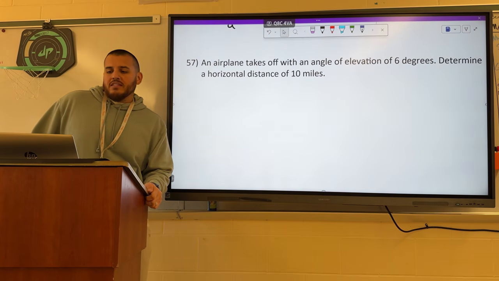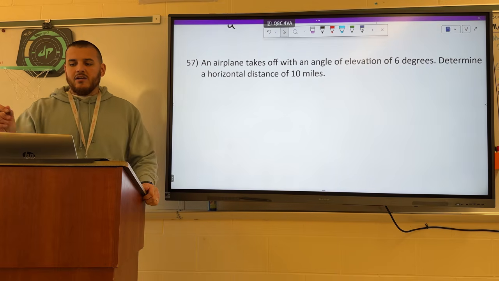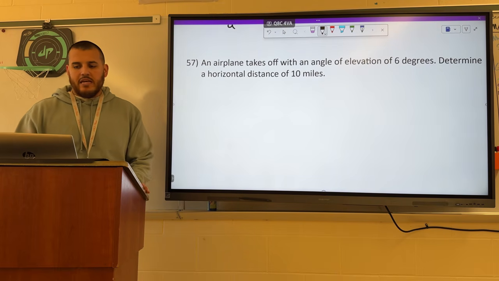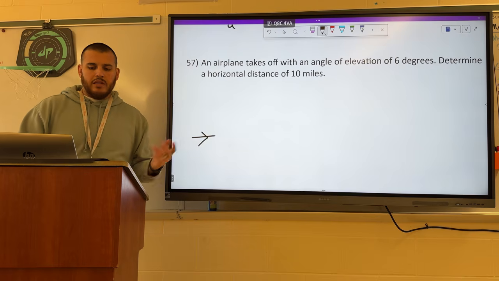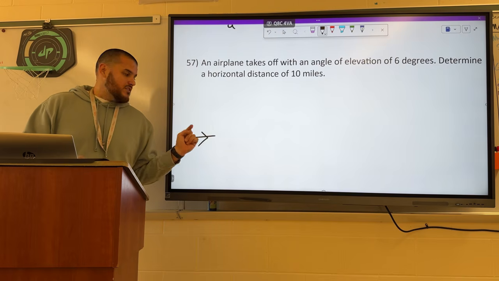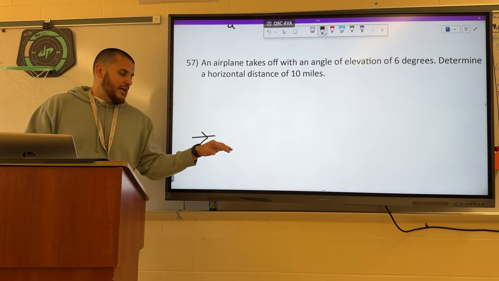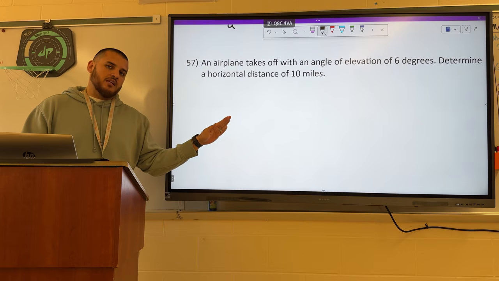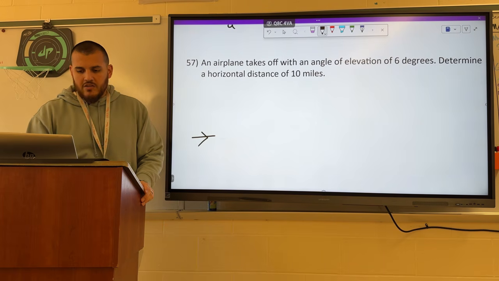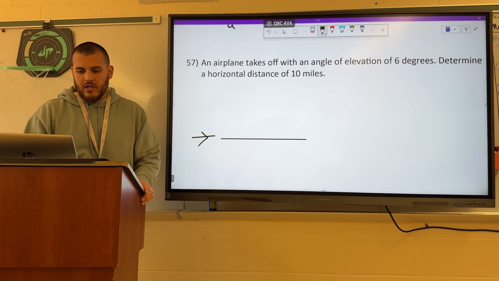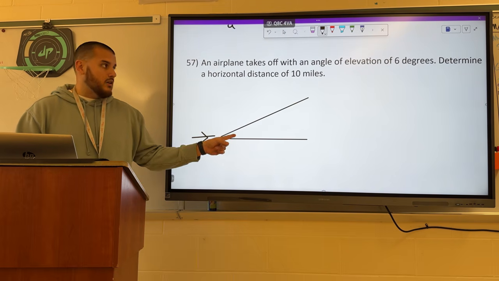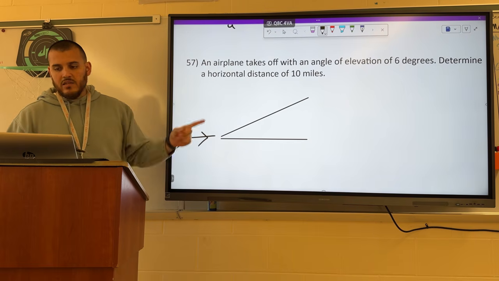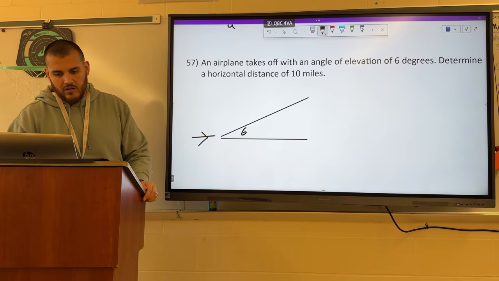In example 57, we have an airplane taking off with an angle of elevation of 6 degrees. So this is our plane down here on the ground, beautiful plane. It's looking straight forward on the runway. It's going to take off though and change the angle that it's moving at, right? So this is straightforward, that's the runway, but it's going to lift off like that, and it's going to create an angle of elevation there. So we're told this angle of elevation is 6 degrees.